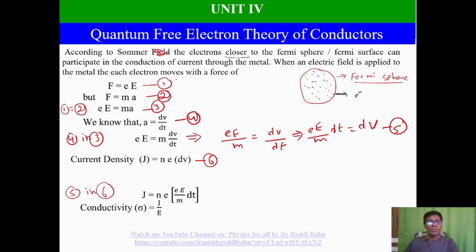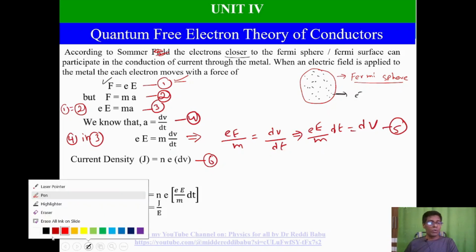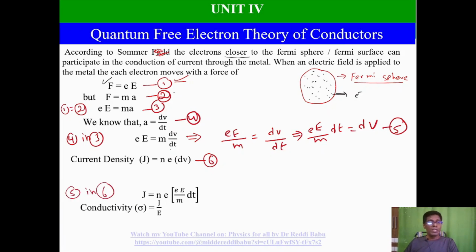Now, let us consider a conductor and apply some electric field capital E. According to this, F is equal to small e into capital E, where small e is the charge of the electron and capital E is the electric field applied to the conductor. Let us say this is equation number 1. Then coming to Newton's second law, we know that F is equal to ma. It is the second equation. Equate 1 and 2: eE is equal to mass into acceleration. From the basics of mechanics, acceleration is defined as the rate of change of velocity, a is equal to dv by dt. It is the fourth equation.